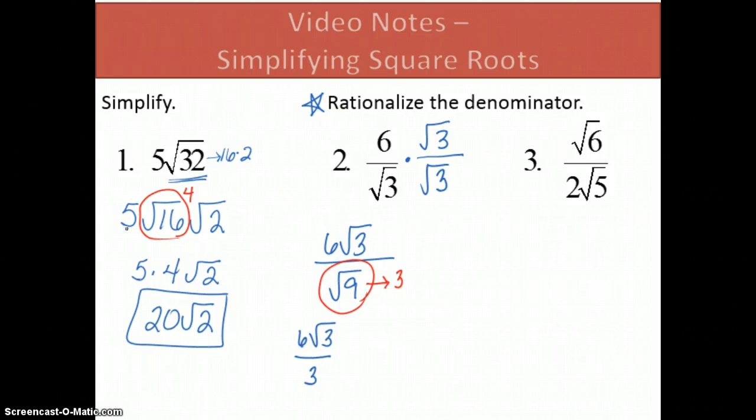Now hopefully you're looking at that and thinking, oh man, that fraction can probably be simplified. Yes, it can. Not the 3 over 3, because on top that's not a 3. That's a square root of 3. What can be simplified is the 6 over 3, which will reduce to 2 over 1. So 2 root 3 over 1, or just 2 root 3. Done.